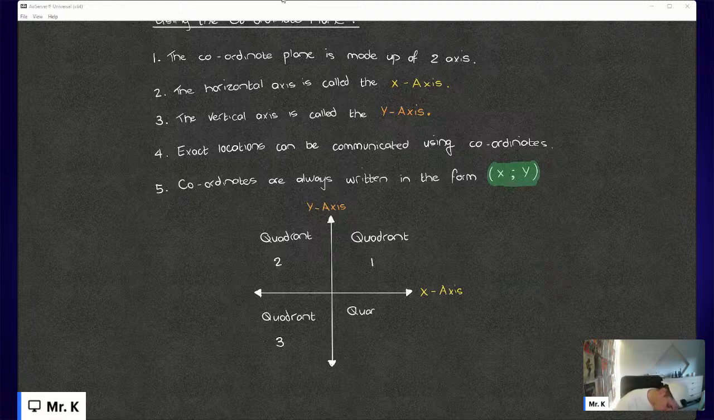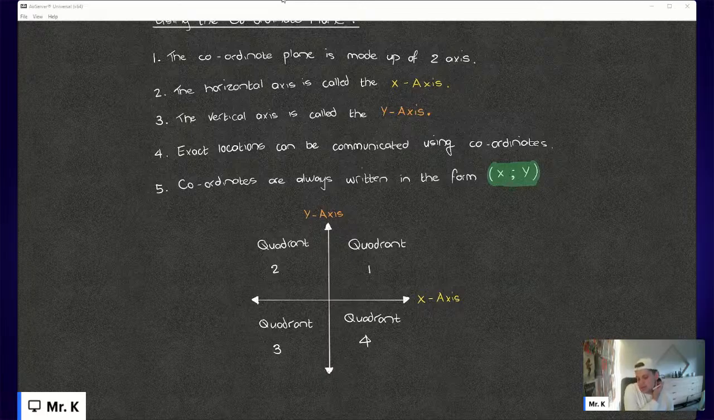Now you might be wondering, why is the order so confusing? And that's something you guys will discuss at a later stage. Okay. It's a little bit too much information to talk about now, but we need to know this basic information about the coordinate plane.